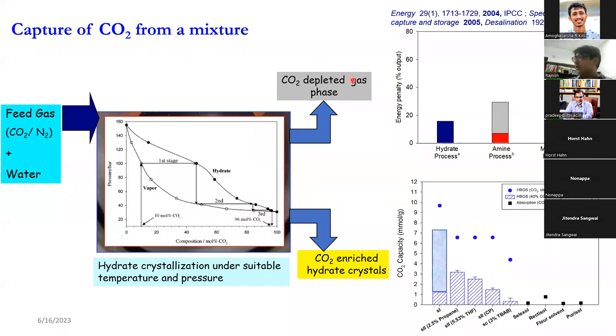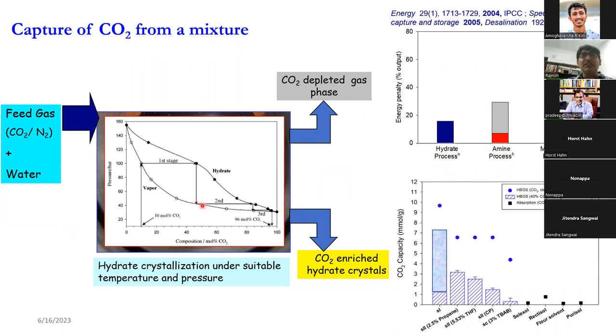Now, I'll show you one more data over here. Here we are starting with a 10% CO2 concentration. If you are trying to form hydrate from a 10% CO2 concentration in the gas phase, once hydrate crystallizes, the composition of CO2 in the hydrate phase is roughly 50%. And then you can dissociate this hydrate, which can dissociate very easily just by releasing the pressure, because now it is below the phase diagram and it should automatically dissociate thermodynamically.